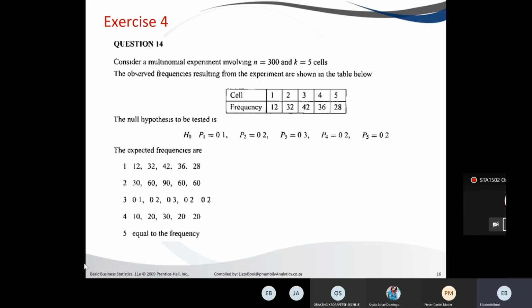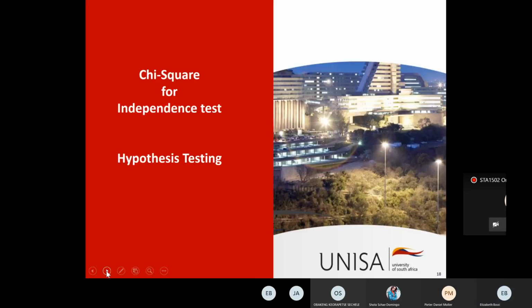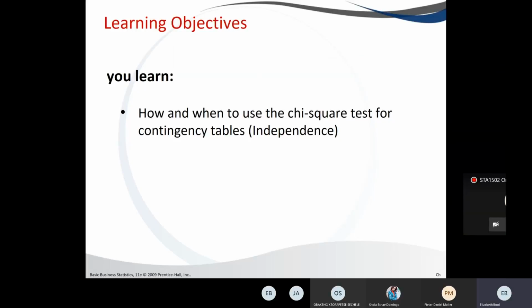Okay, we're going to continue and look at chi-square for independence. So far, we looked at chi-square for goodness of fit test. It's when you are given only one column with all the frequencies. Now we're going to look at using a cross tab or a cross tabulation to do the same test that we have just completed. So we're going to learn how to use contingency table to do chi-square for independence.